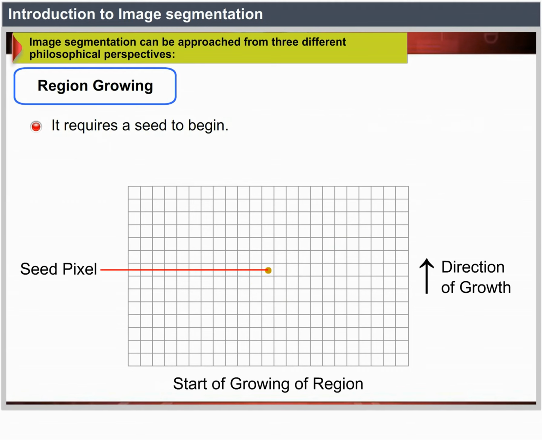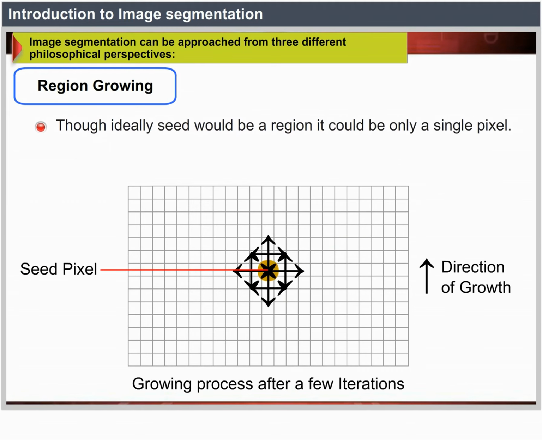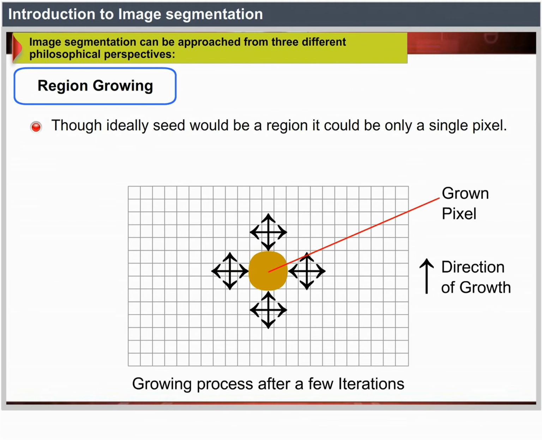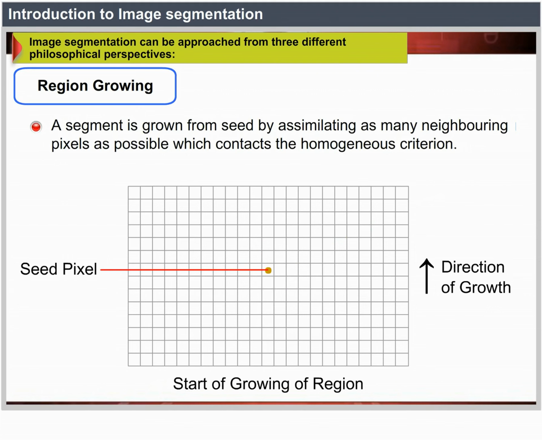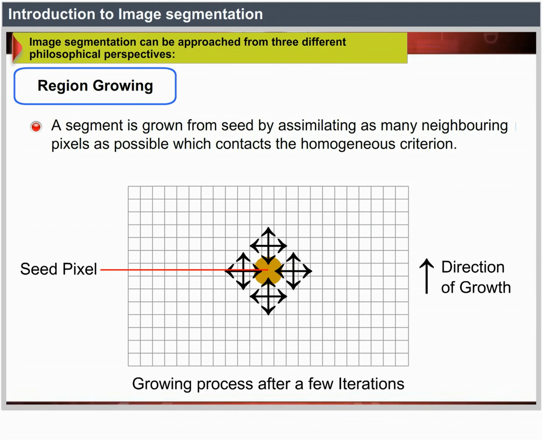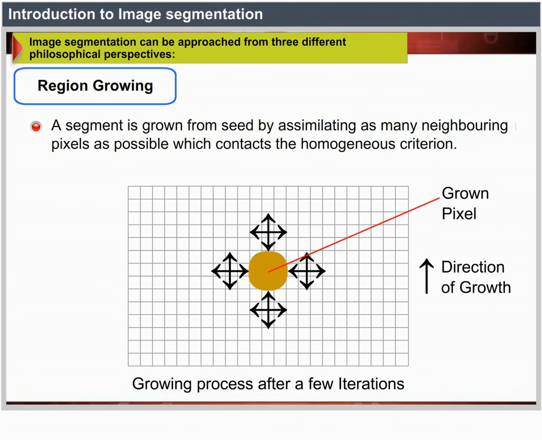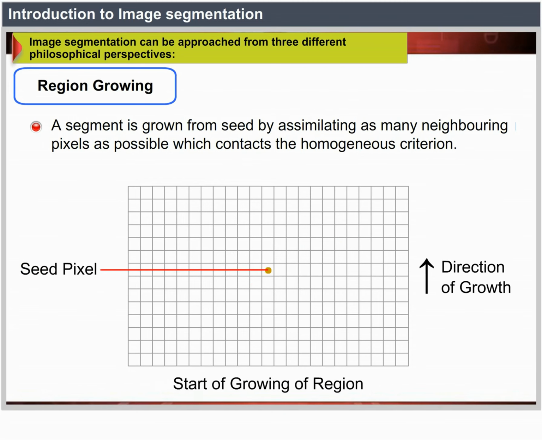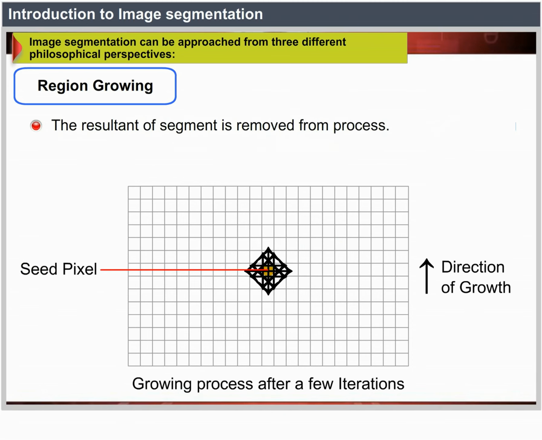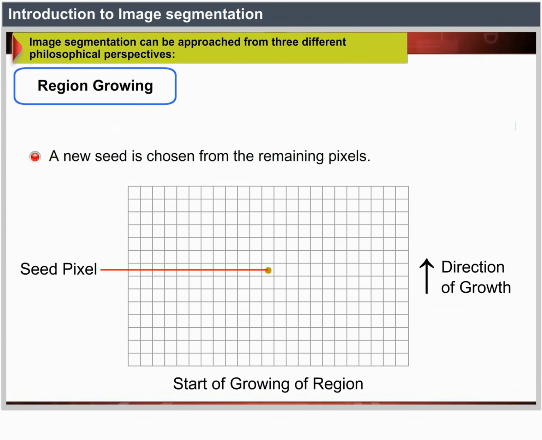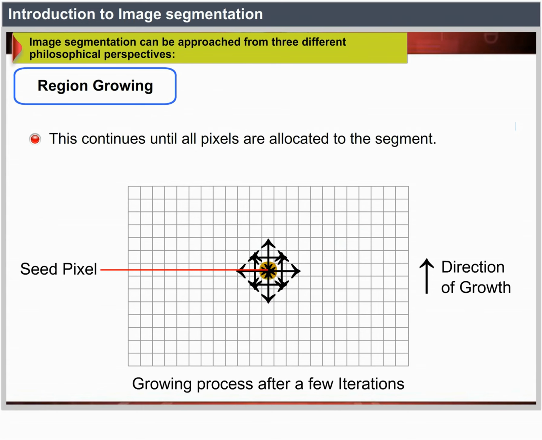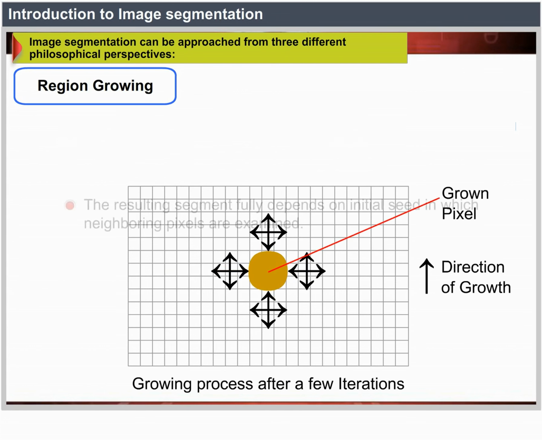It requires a seed to begin. Ideally, the seed would be a region, but it could be a single pixel as well. A segment is grown from the seed by assimilating as many neighboring pixels as possible that meet the homogeneity criterion. The resultant segment is removed from the process. A new seed is chosen from the remaining pixels. This continues until all pixels are allocated to a segment.